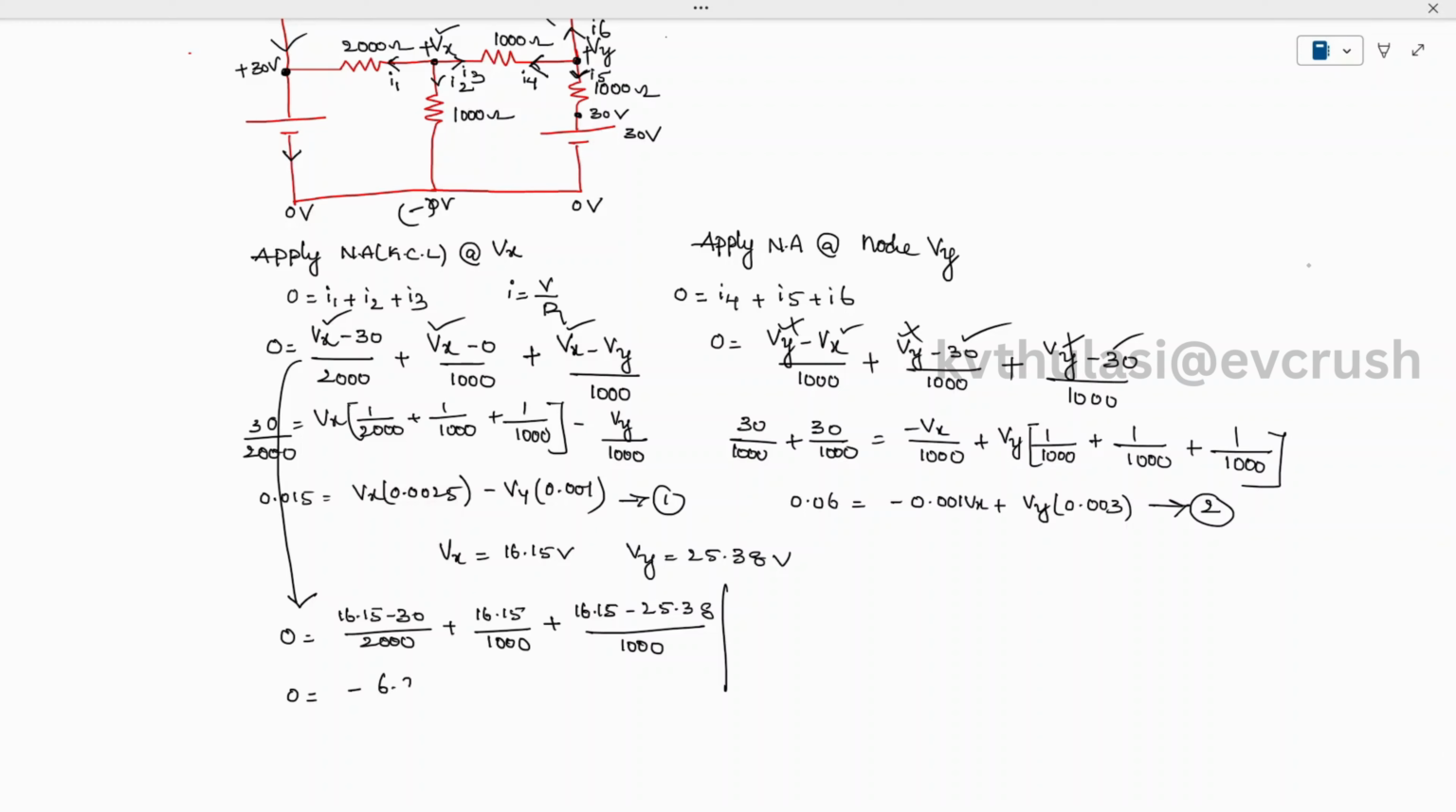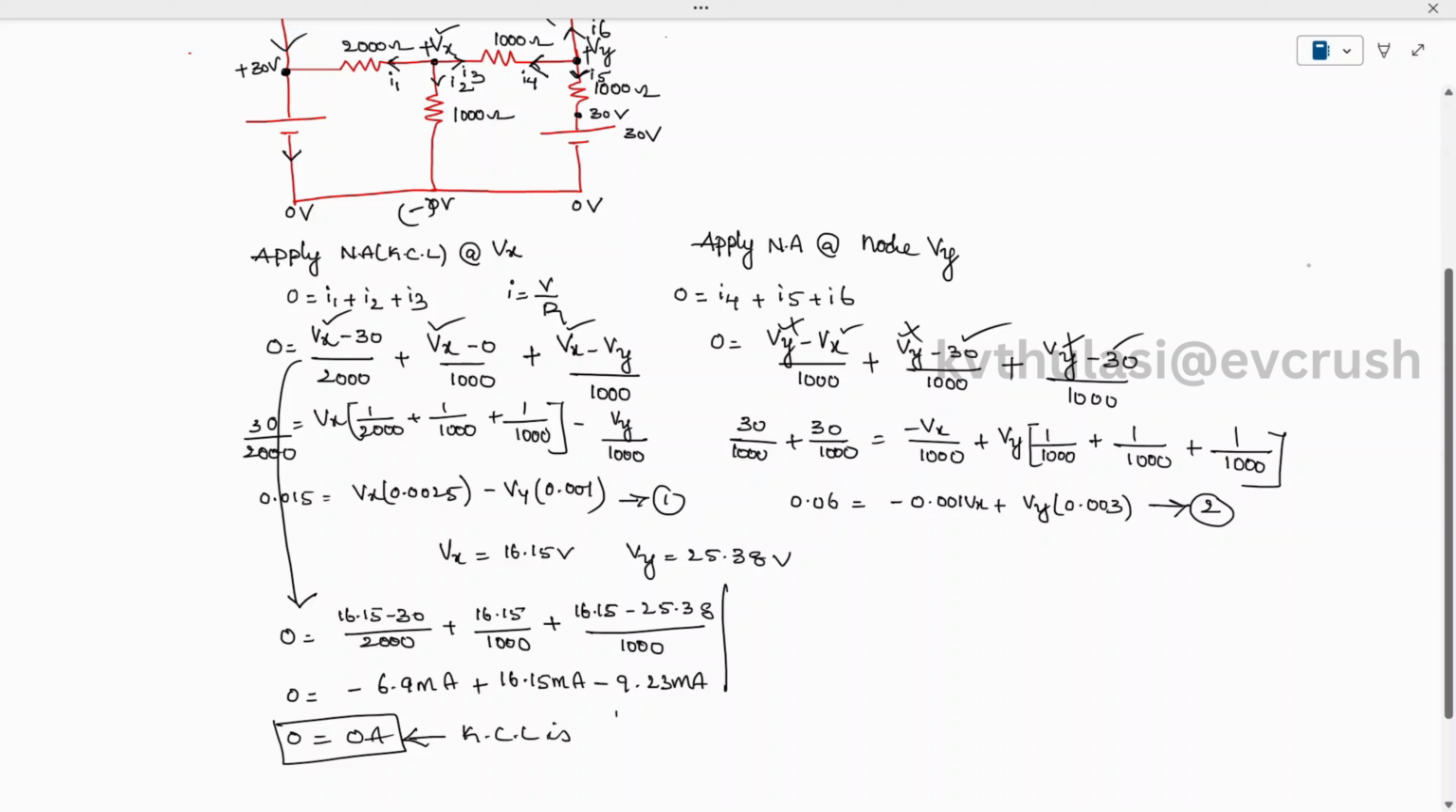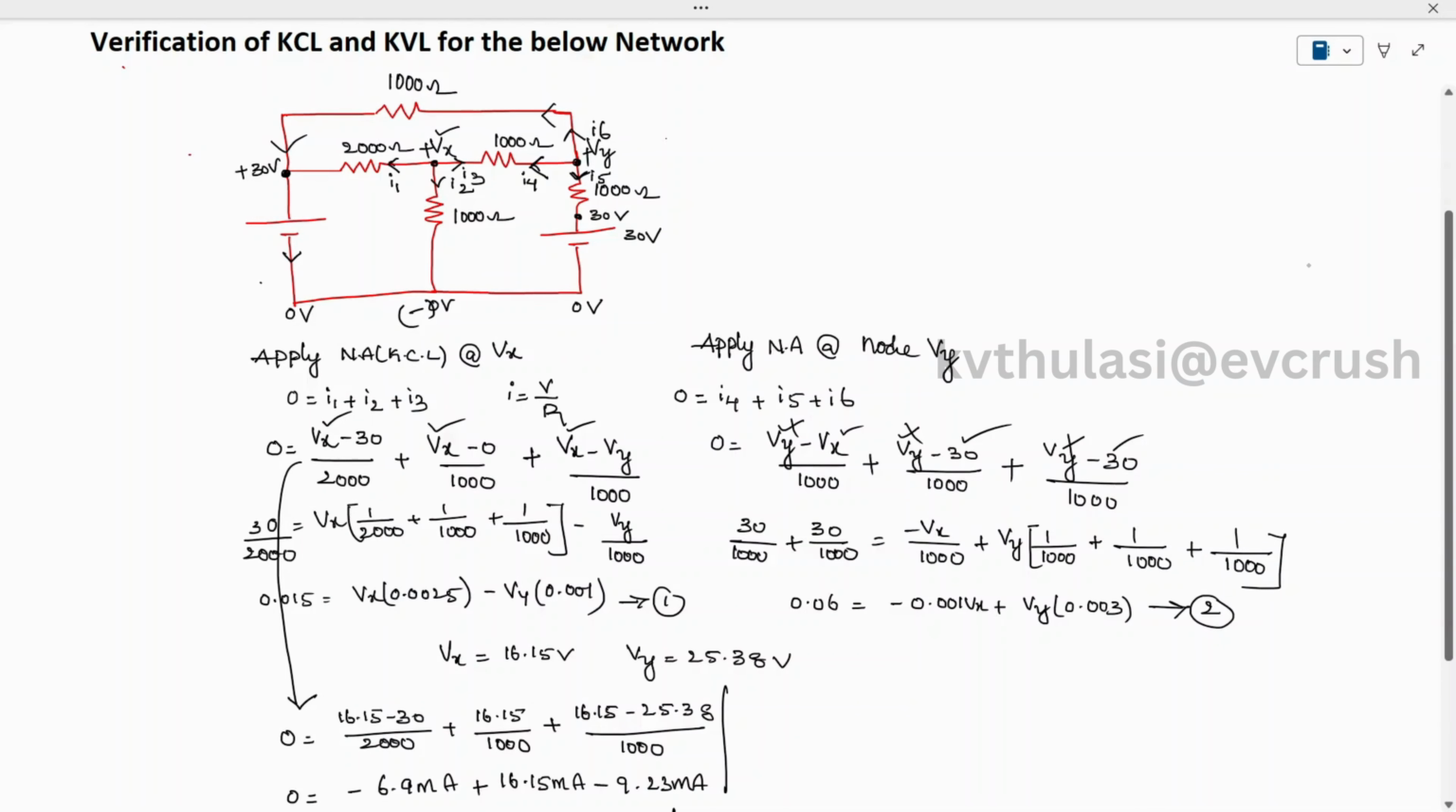minus 6.9 milliampere plus 16.15 milliampere minus 9.23 milliampere. Okay, so this is 9 and this is 7, so approximately 16, where 0 is equal to 0 ampere, which indicates that our KCL is verified. Okay, so successfully we verified the KCL for the first loop. Okay, so this is our first loop and our KCL is verified.